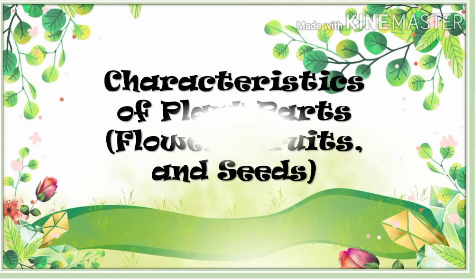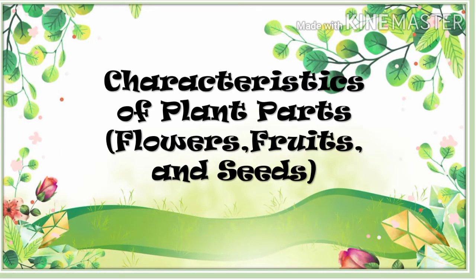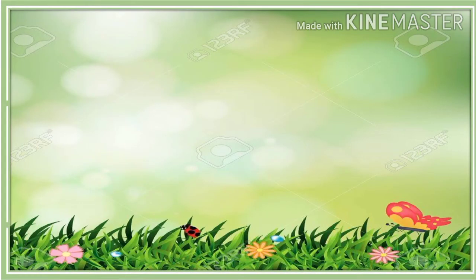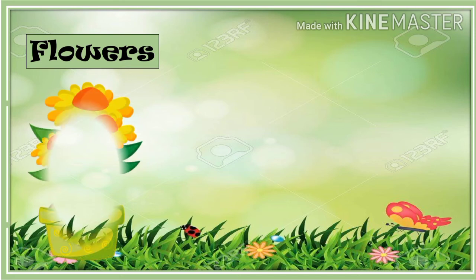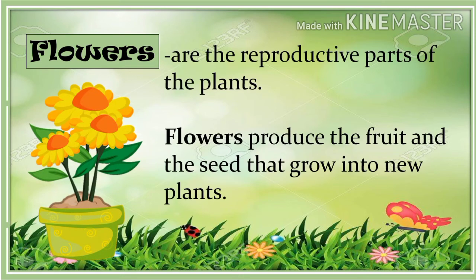And now let's have the other characteristics of plant parts. We have the flowers, fruits, and the seeds. Now let's have the flowers. So what do we mean by the flowers? Flowers are the reproductive parts of the plants. Flowers produce the fruit and the seeds that grow into new plants.